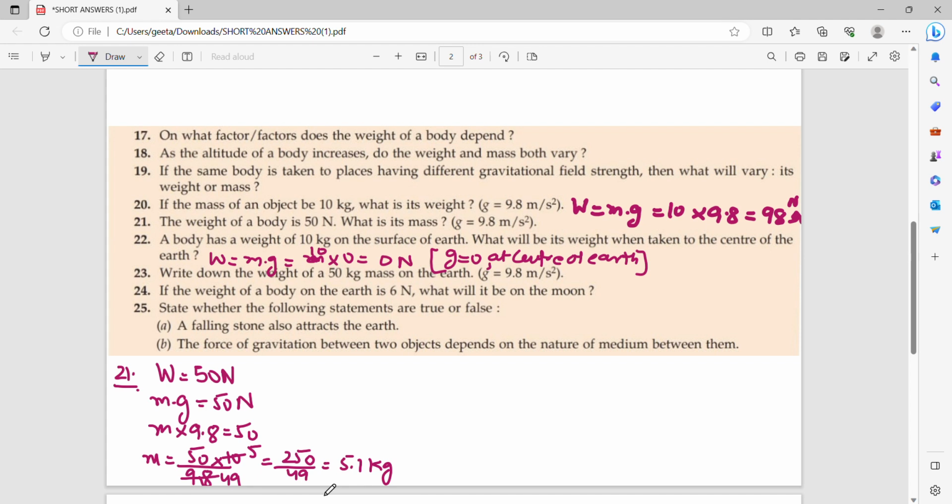Can you please read question number 22? The mass is given to us, 10 kg, but you know at the center of Earth, small g, acceleration due to gravity, is 0. So weight would be small m into small g, that is 10 into 0, that is 0 newton. So weight at the center of Earth is 0 newton because small g is 0 at the center of Earth. Question number 23, please.